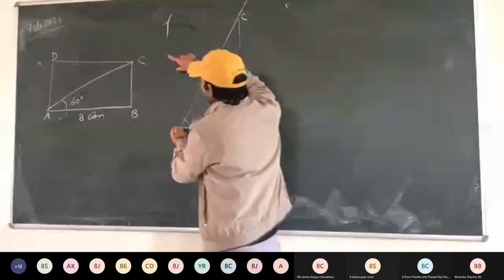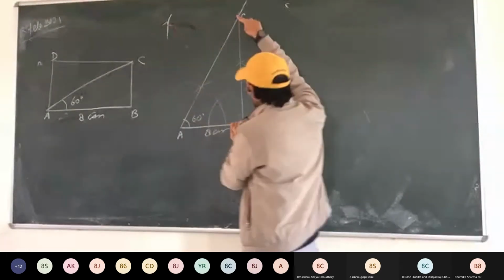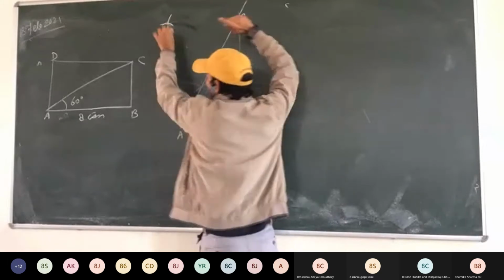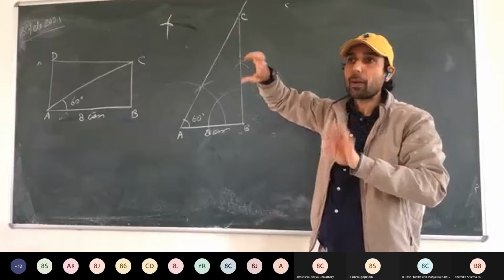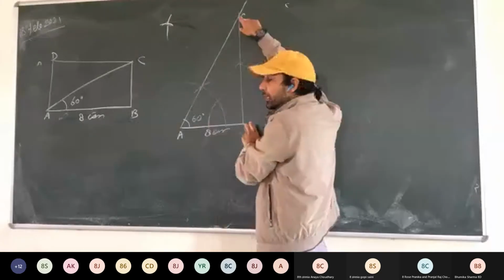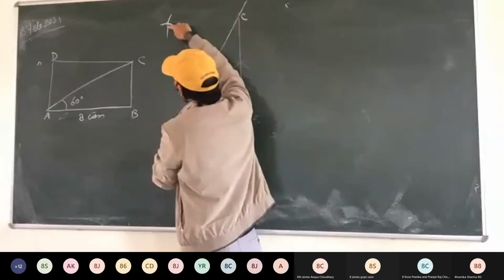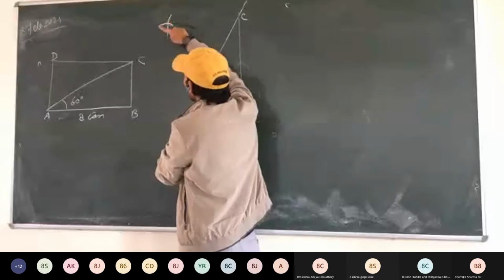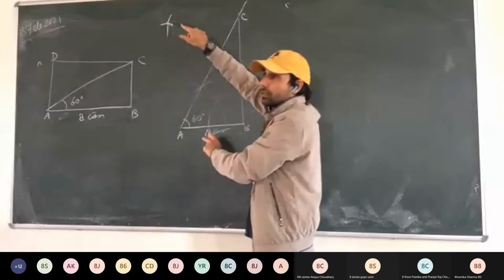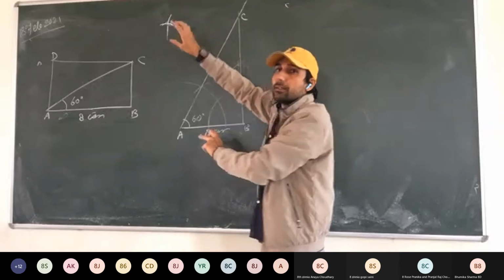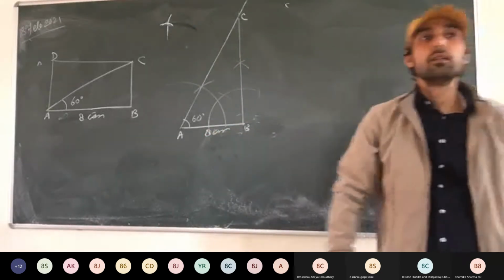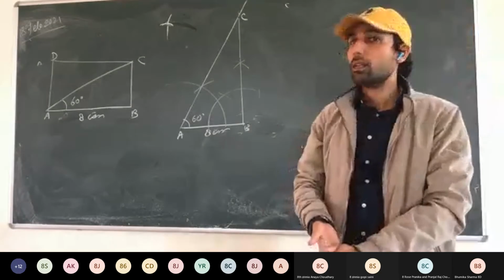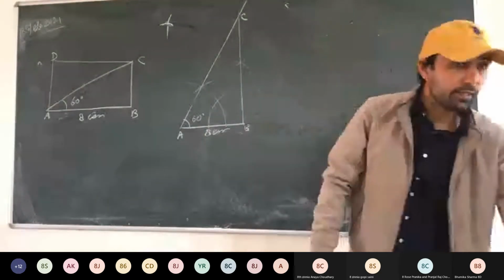Now, from A, make an arc equal to BC. If you are not able to get that length in your compass, do one thing: measure it and see where it is meeting on this arc. Again, see it here.